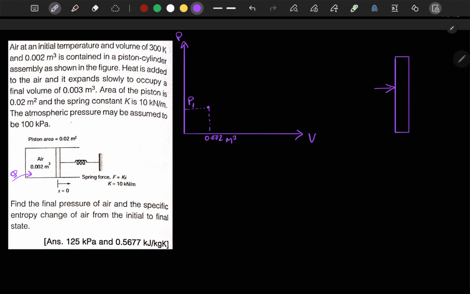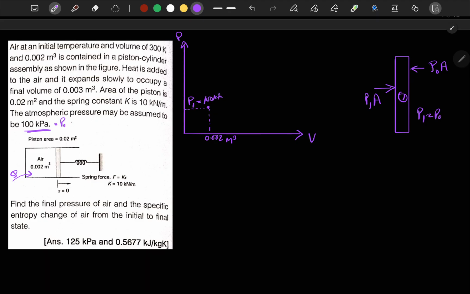If we look at location 1, the initial state, there is no spring force. There is only the outside force P node A, and inside we have the pressure force P1 A. So from this we can say that P1 is equal to P node, which must be equal to 100 kilopascal.